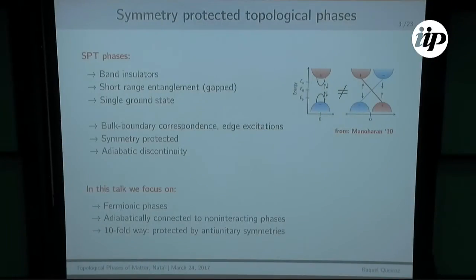In this talk, even though I'm going to go to the interacting case, I'm still going to be talking about fermions, which can be connected adiabatically to the non-interacting case. Interactions can also lead to very different topological phases, still SPT phases in the sense that they are short-range entangled. But here I'll only be talking about phases that can be adiabatically connected to the non-interacting case.